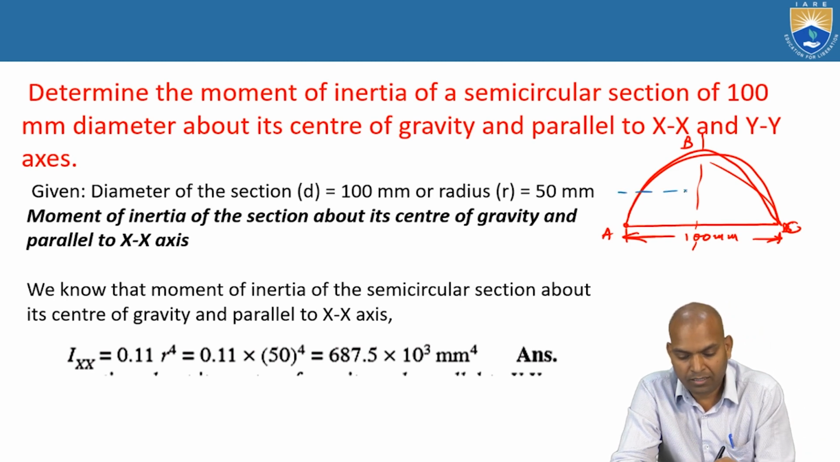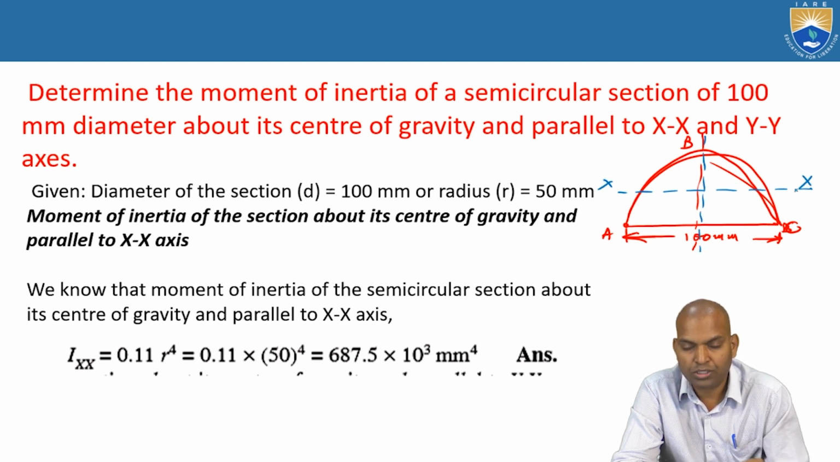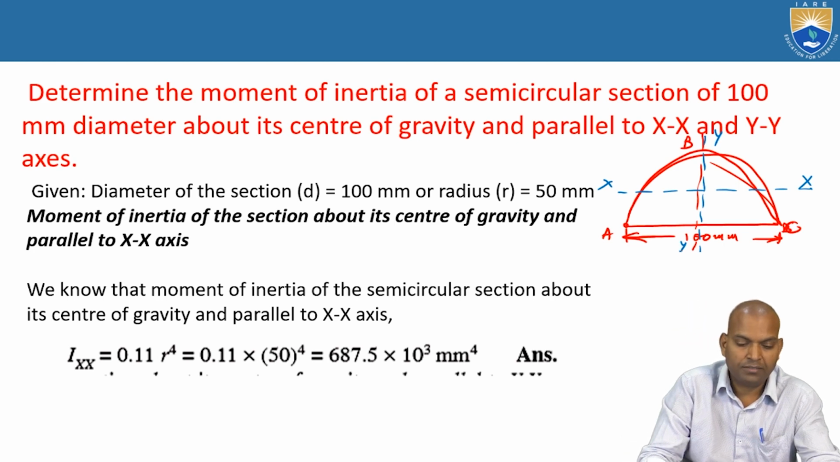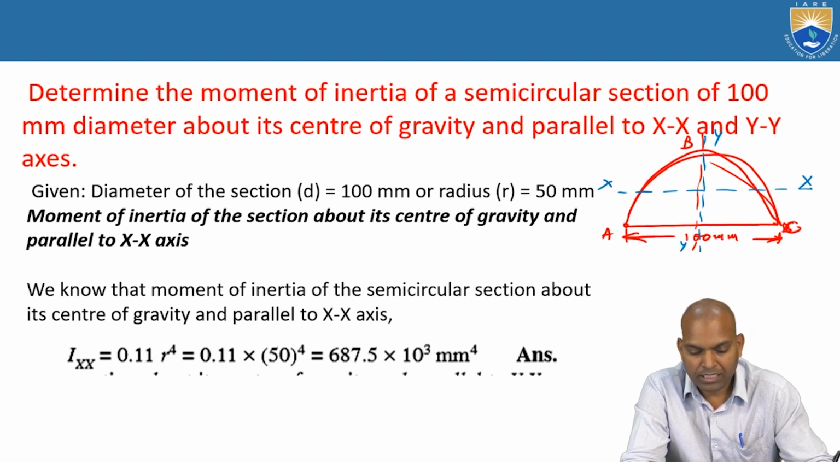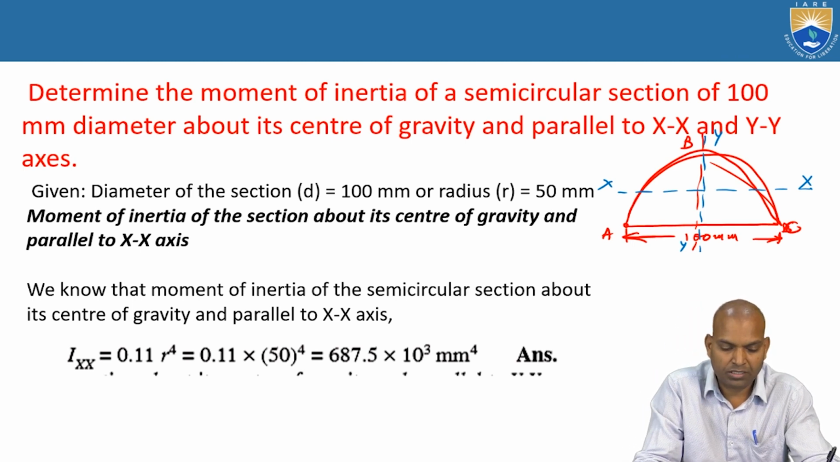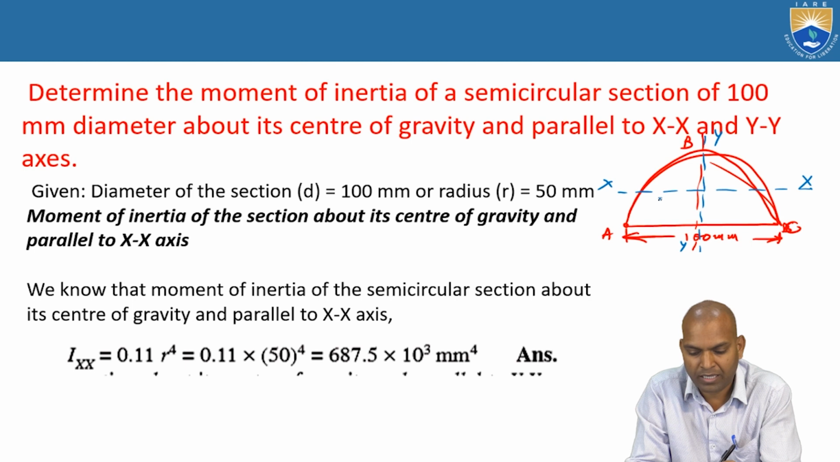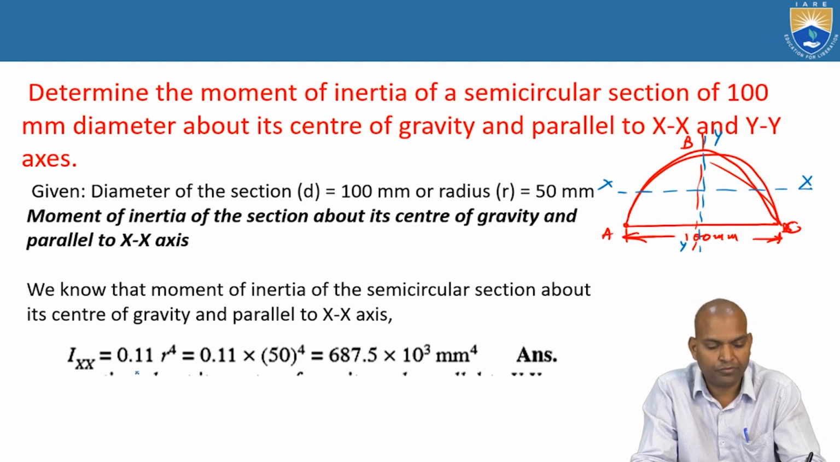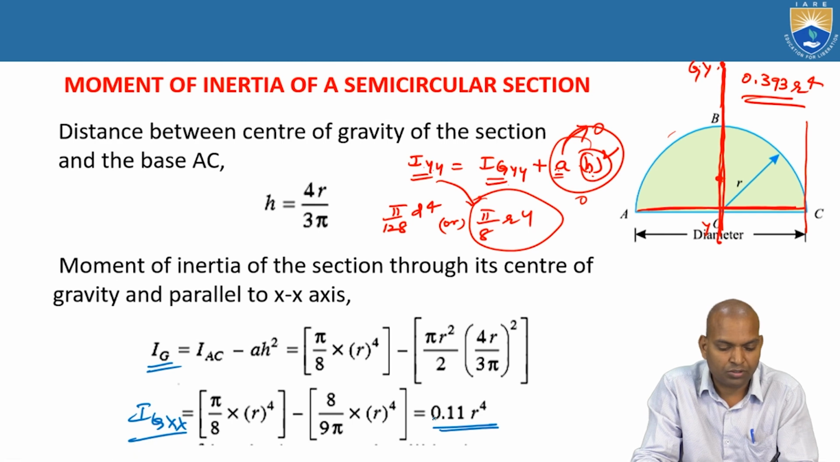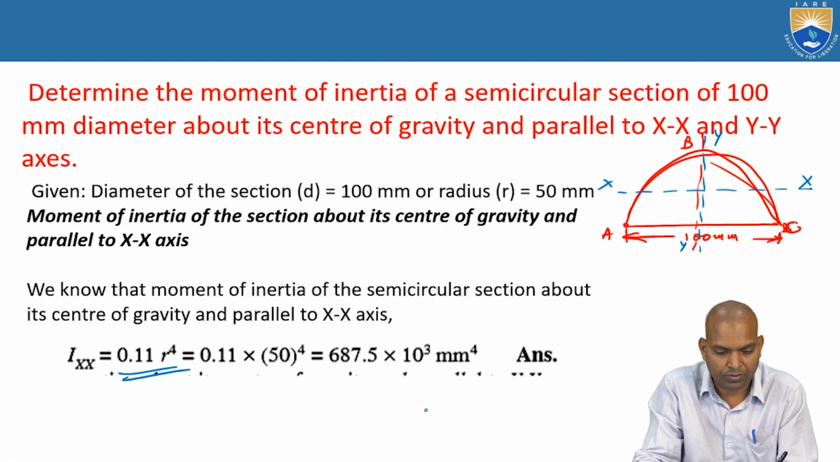Yes, parallel to XX and YY axis. This is XX passing through center of gravity, and here it is YY. How to calculate? Now parallel to XX axis, we know that IXX equal to, we already derived the expression, about XX parallel to that, that's 0.11 r power 4. So this is what the expression is, 0.11 r power 4.